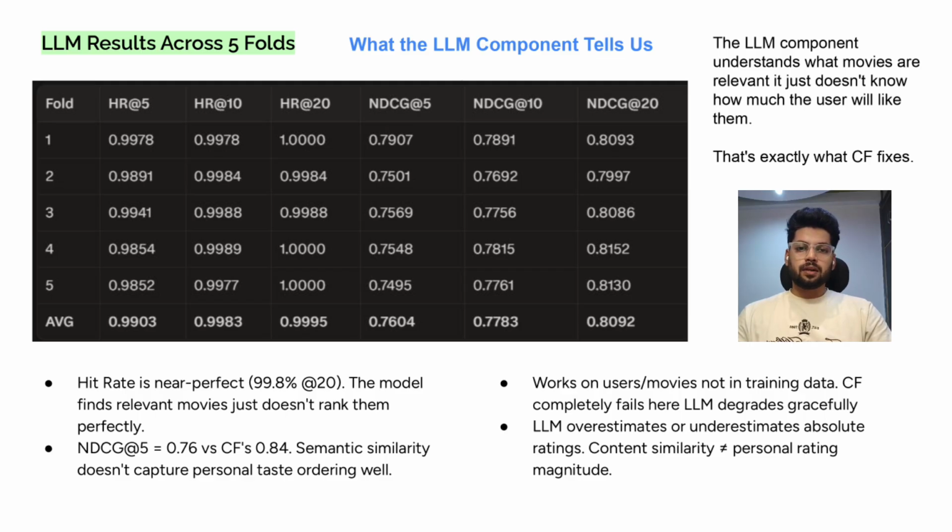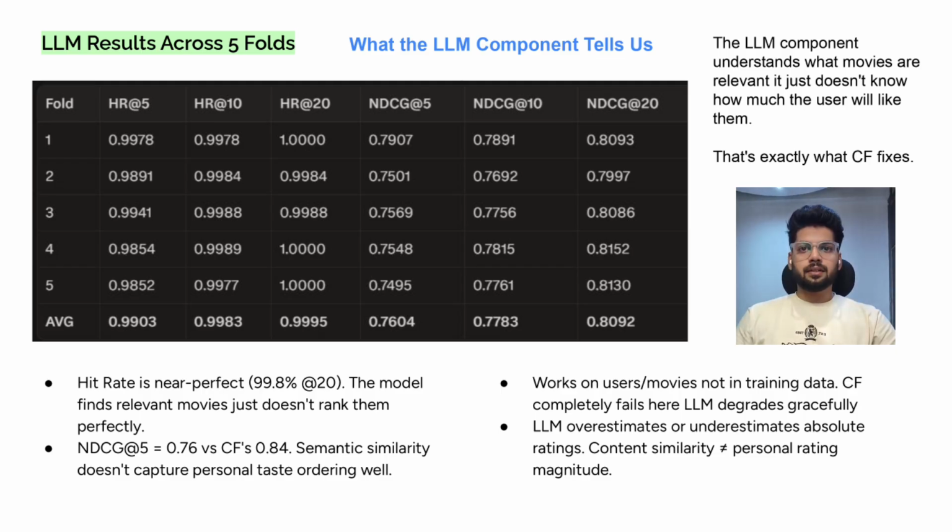NDCG measures the ranking quality, whether the movie the user likes appears at the top of the list or just somewhere in the top 20. So 0.76 is decent, but we can anyway do better. MAE is 1.14, so the absolute rating prediction error is over one full star on average. Semantic similarity tells you what movies are relevant, but it doesn't tell you exactly how much a specific user will like something. So this is the key limitation we found.